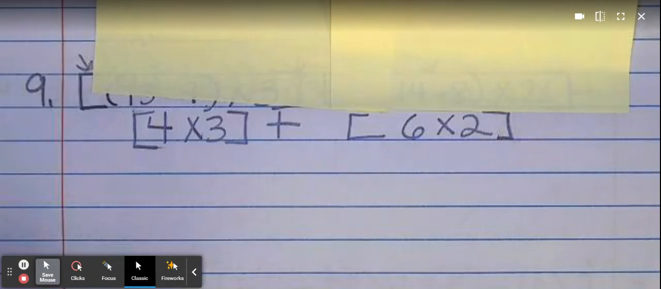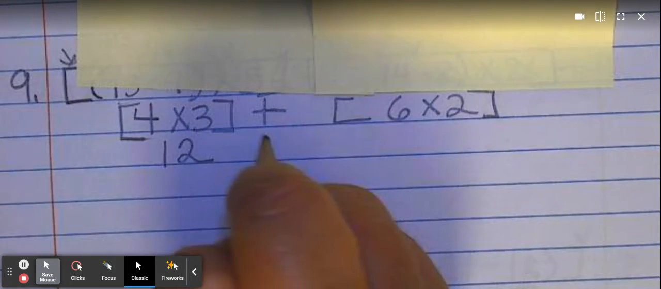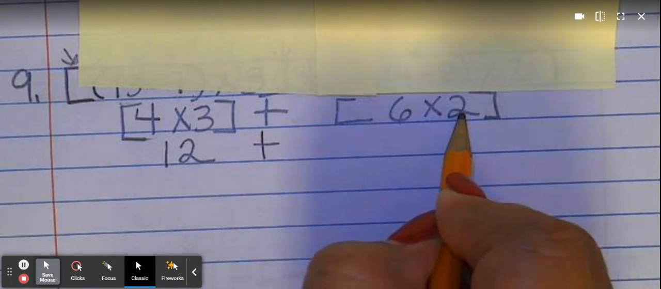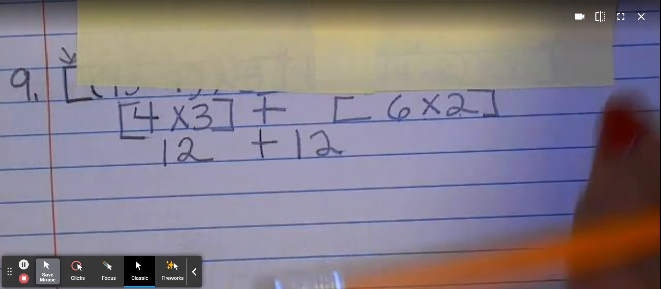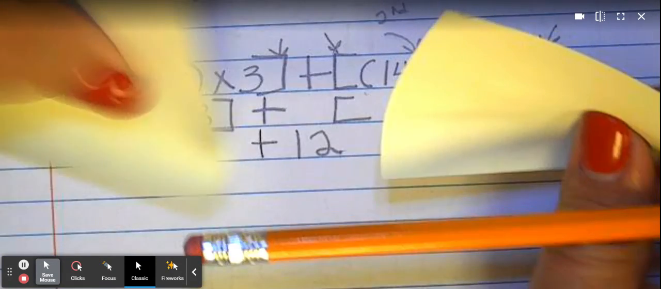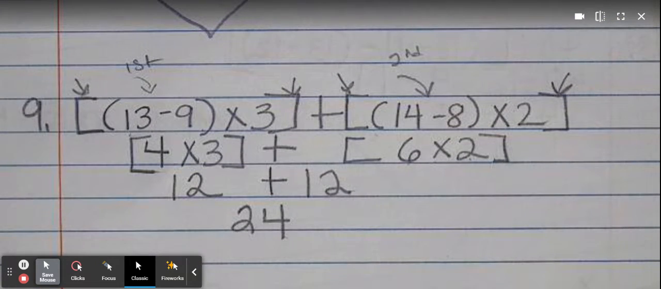All right, still have my bracket, so I need to multiply here first. What is 4 times 3? Very good, it's 12. Bring down my addition sign. 6 times 2. Very good, it's 12. Now that I've simplified it even more, what is 12 plus 12? It's 24. Very good, and that is the simplest form. So as I'm reducing, this is what my bigger picture looks like. So let's switch over.